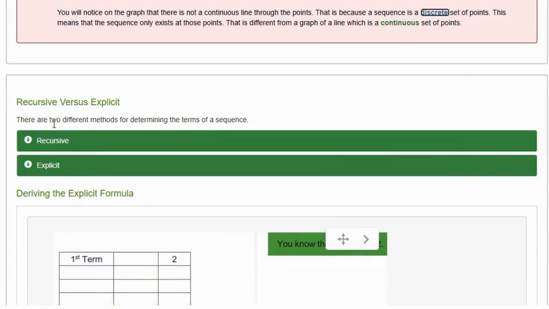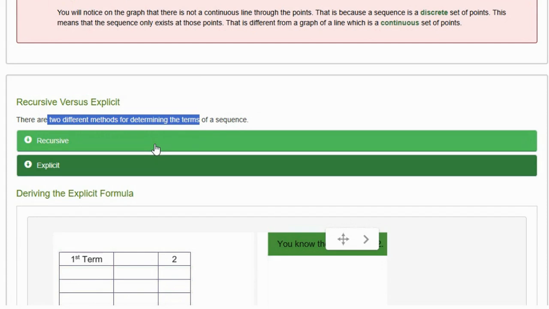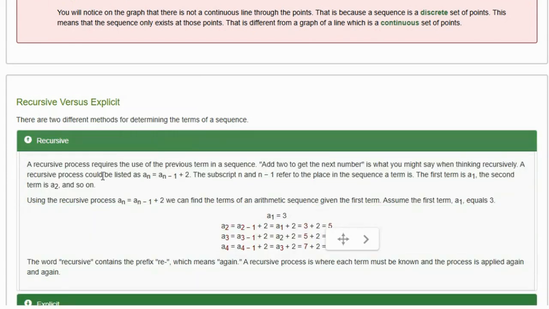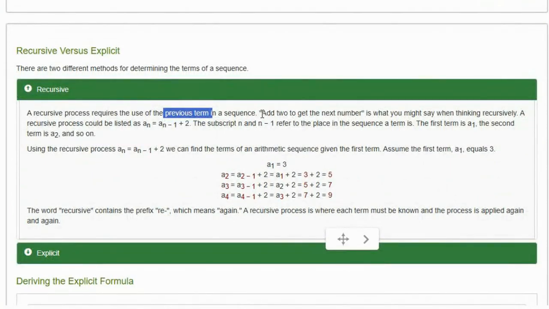Okay, so there are two different methods for determining the terms of a sequence. Recursive is the easy one. The recursive process requires the use of the previous term. Like add 2 to get the next number is what you might say when you're thinking recursively. So if I give you a sequence and I say 2, 4, 6, it's easy to come up with the next term because you're like, okay, I just add 2 every time. That's thinking recursively, all right?